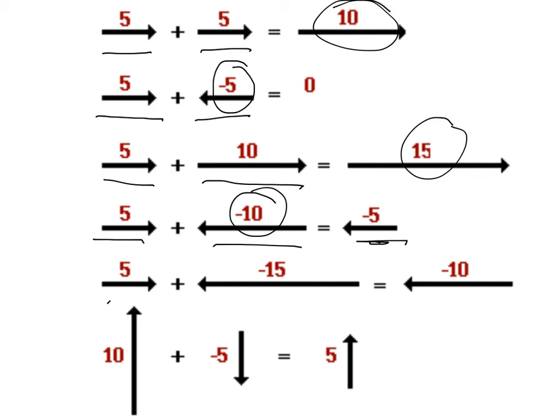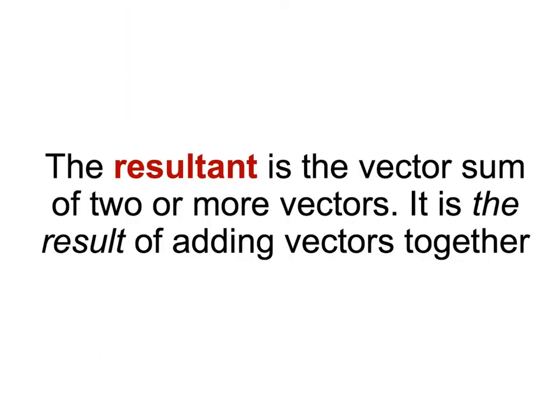Opposite directions again, this one's a negative 15, so you end up with negative 10. Here's going up and down. So we have up with 10, down with negative 5. Add those together and you end up with 5. The resultant is the vector sum of two or more vectors. It is the result of adding vectors together. So what we just did on the other page, we found the resultant when we added two vectors together.